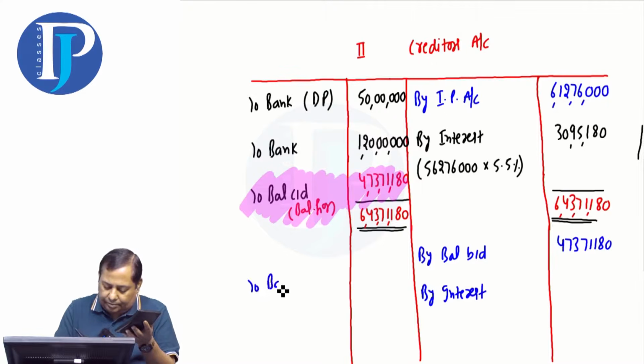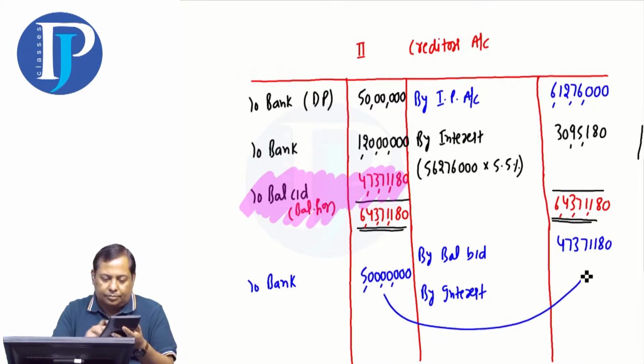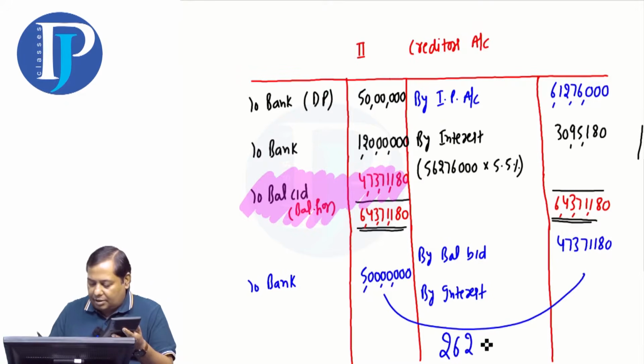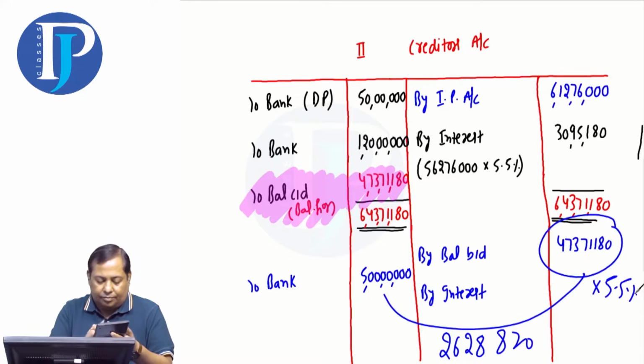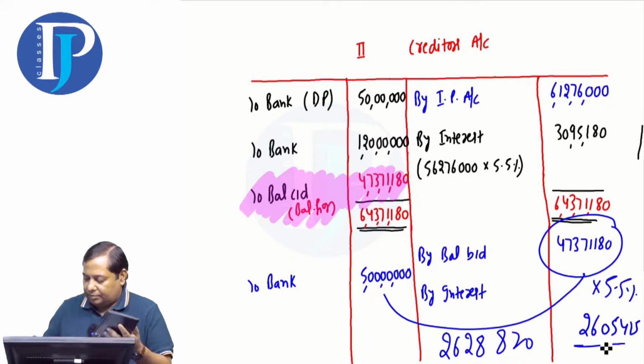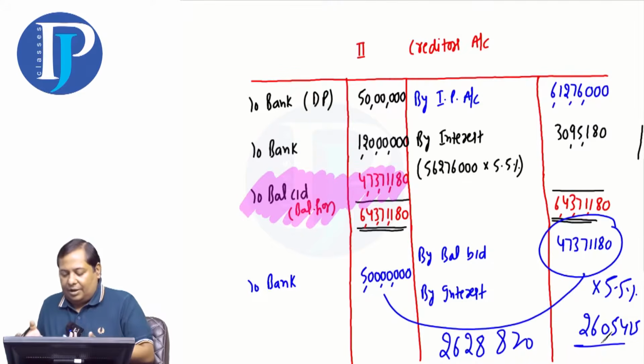And here to bank, you know well, to bank is 5 crore rupees. If I look at the difference between these two, it's showing as 26 lakh 28,820. And if I apply a 7.5% interest rate for 6 months on this, students, it will be 26 lakh 5,415. But the amount is in crores, so there is a difference of 15-20,000 due to the round off.